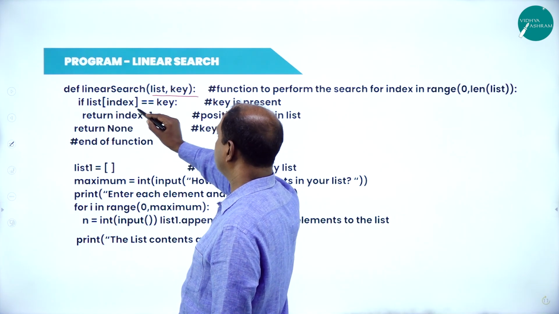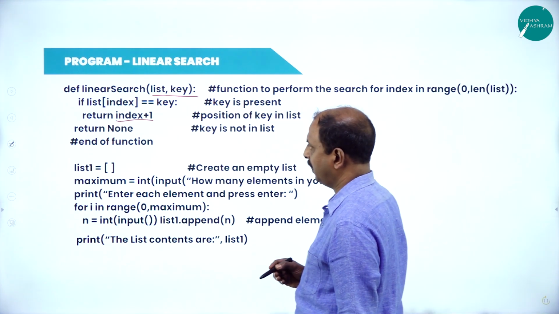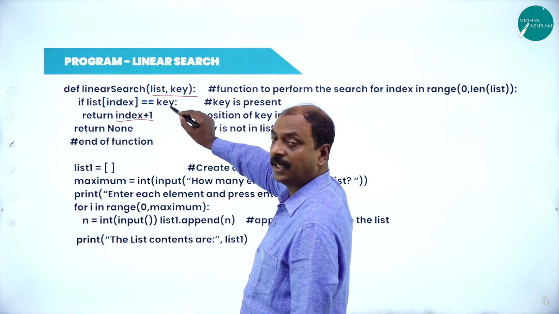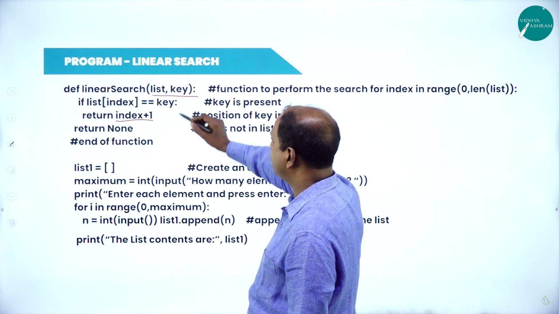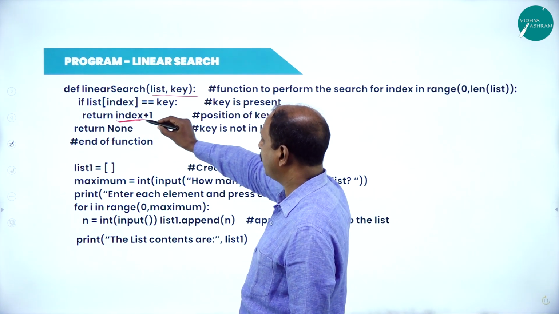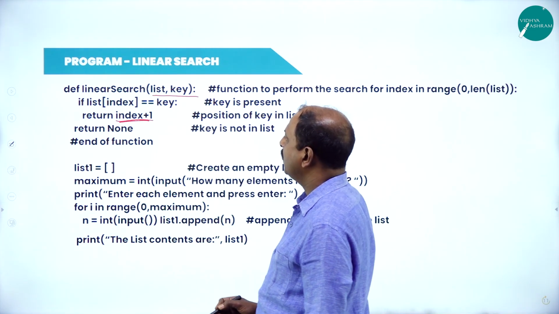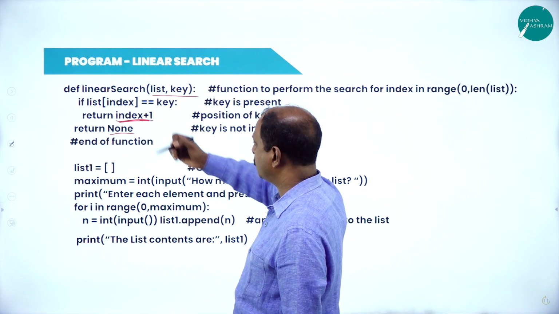If list of index is equal to key, we have to return index plus 1. This is where we are comparing the elements. We are comparing the key element with the values at the index. If it is successful, we return index plus 1, that is, the position. If not, we return None. So this is the end of the function.